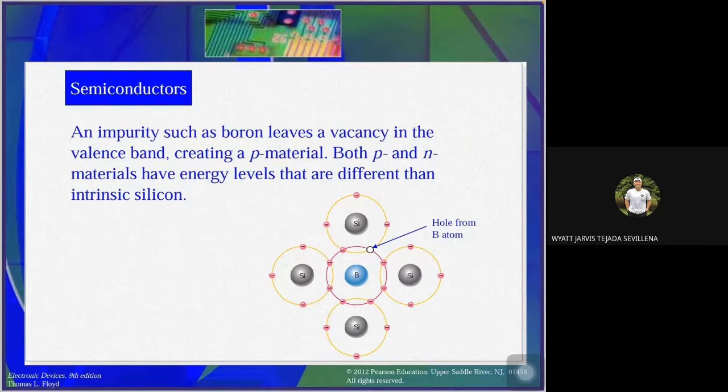Before I go further, a recap. Silicon, how many valence electrons does silicon have? 4, sir. 4, very good. Okay, thank you, Nico. Silicon and even germanium have 4 valence electrons.